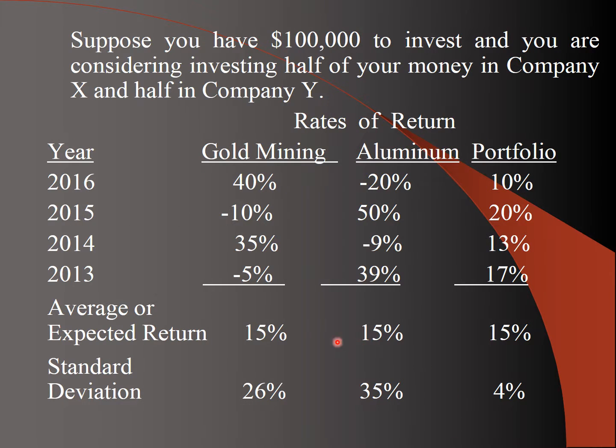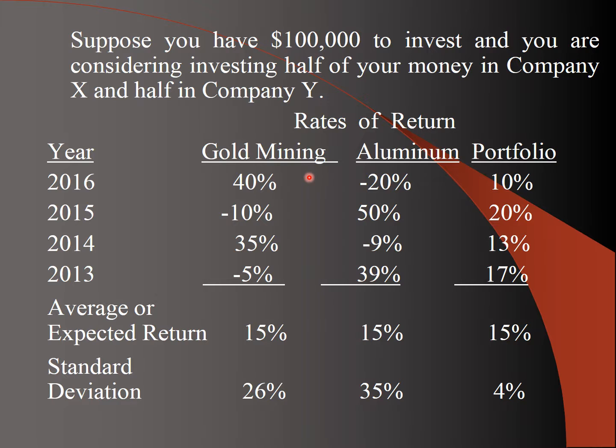So notice here that gold mining does really well in 2016. Aluminum loses money. Gold mining does terrible in 2015. Aluminum does great. Okay, so always the opposite. They're moving in opposite directions. So because of that, we know that they are negatively correlated. Okay, now we don't know yet the degree of the negative correlation, and I'll talk about that in just a minute. But clearly these stocks are negatively correlated.